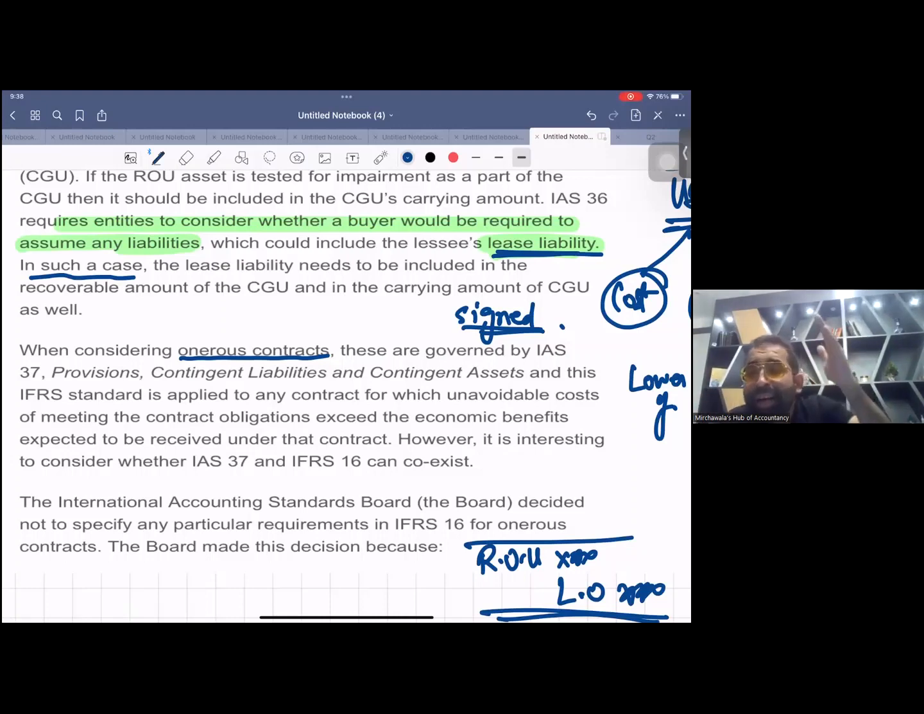When you make the entry ROU debit and lease obligation credit, that means you have calculated all future cash flows. So use your brain. You have already booked all future cash flows present value in the form of ROU and lease obligation. So now you don't need to book any onerous contract provision. Technically, you don't need to book any onerous contract provision.